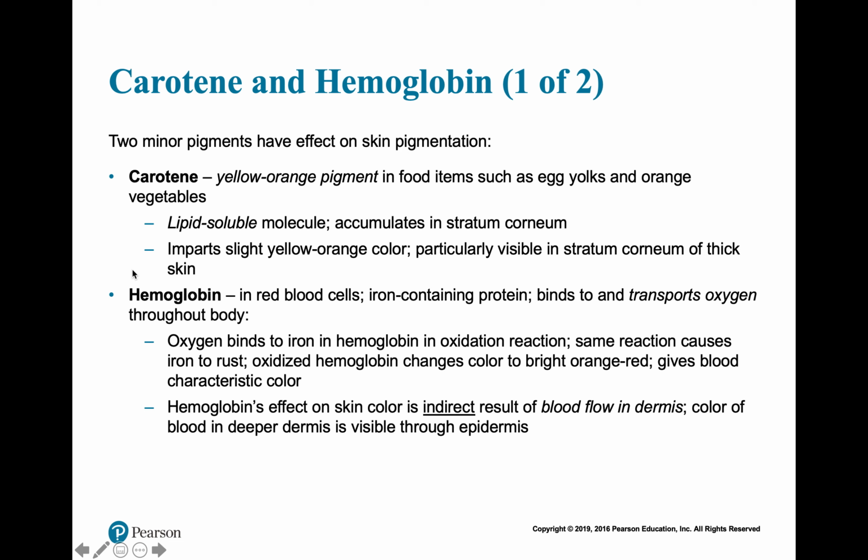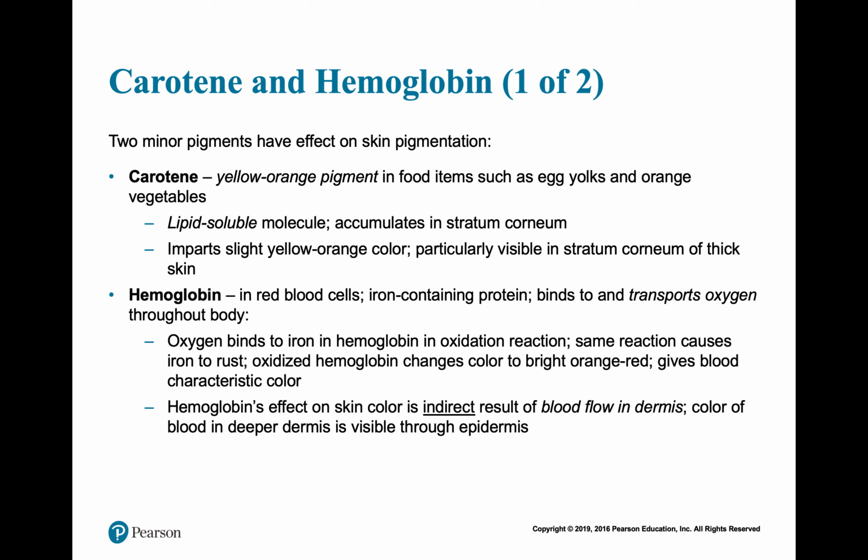Now, hemoglobin. Hemoglobin is the protein found in red blood cells, and it contains iron. And it's that iron that actually binds oxygen. And what happens if you see an iron rod outside and it gets oxidized? It rusts, right? And what color is rust? It's kind of a brownish red color. Same thing happens to hemoglobin. Hemoglobin contains iron. When the hemoglobin binds oxygen, it looks red.